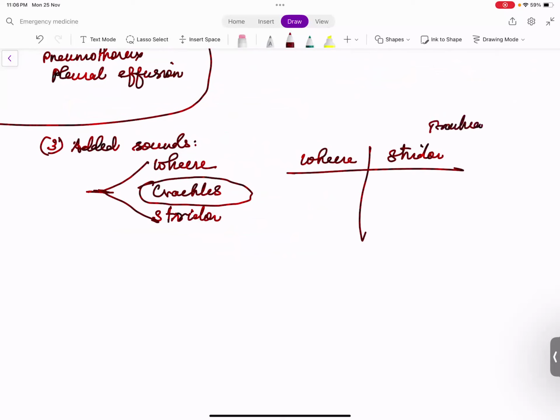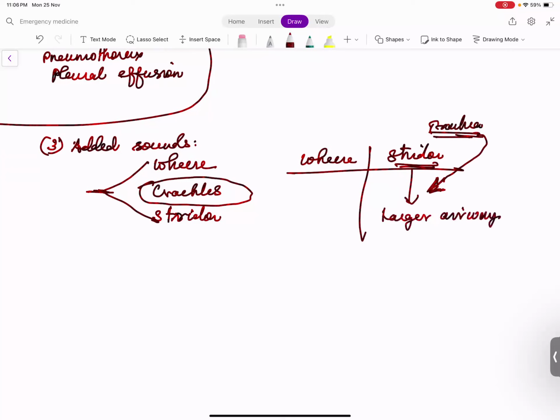Trachea, just above the sternum. Suppose if the sound is more in the trachea, the wheeze is more in the trachea, then it is mostly called a stridor, because stridor is nothing but a sound which is produced due to obstruction of the larger area, that is the trachea.